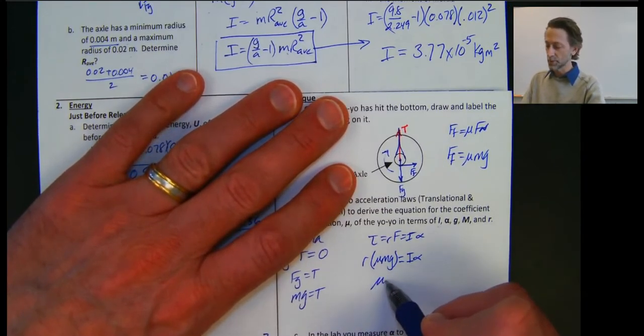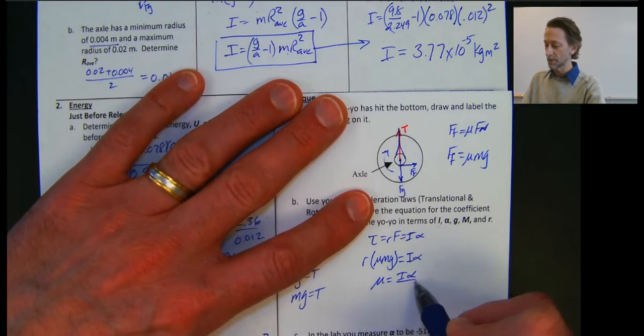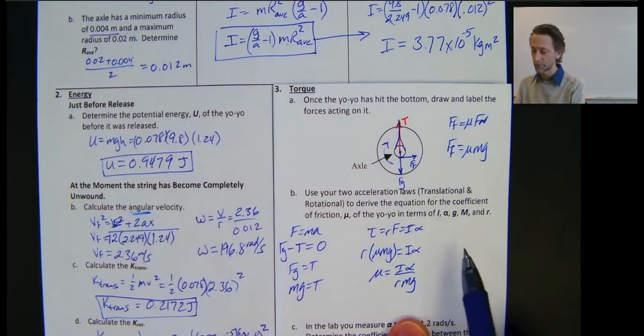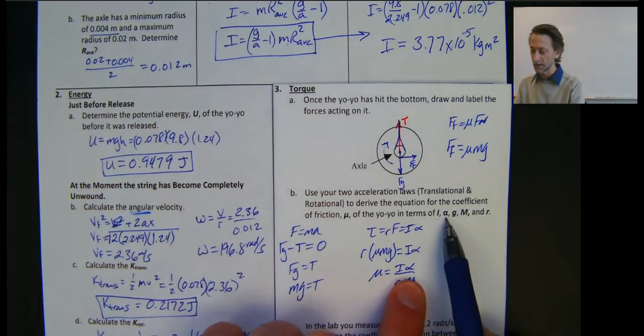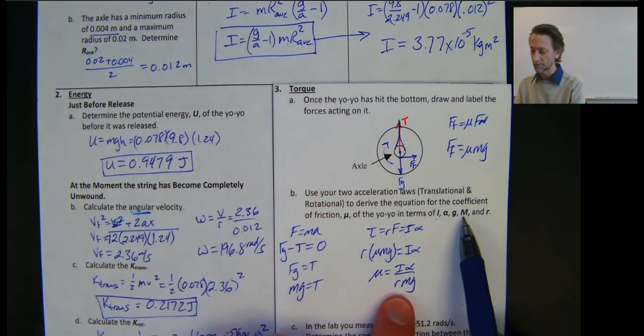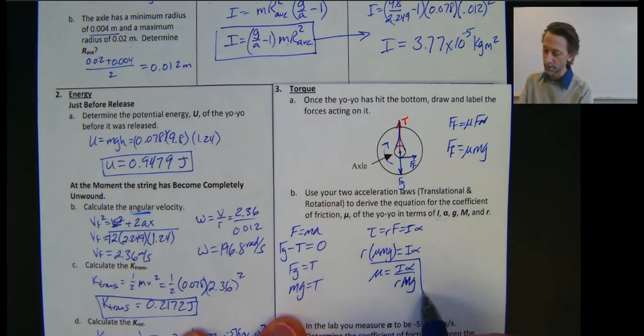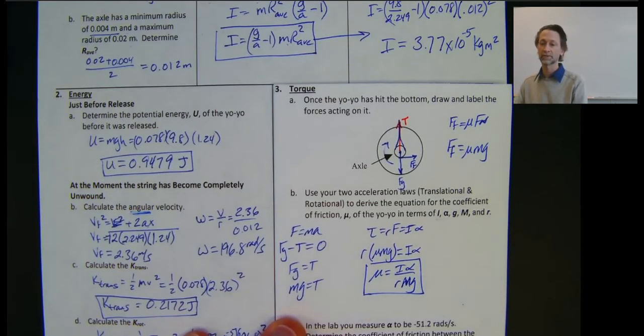So we're solving for mu. Mu then is going to be I alpha over RMG. And then just a quick double check to make sure that I have the right variables. I have I, I have alpha, I have an R, I have a mass, and I have a gravity. So it looks like that is going to be correct for my mu equation that I have to derive.